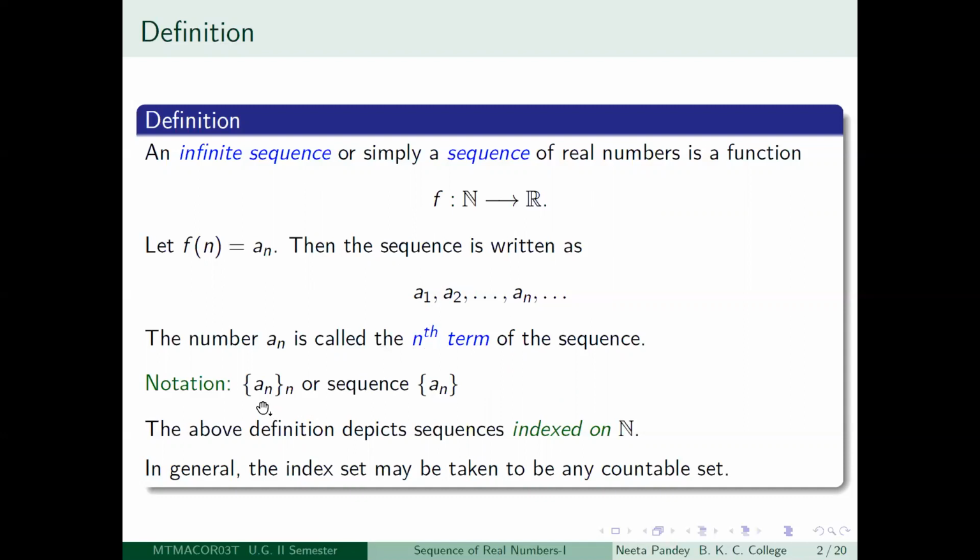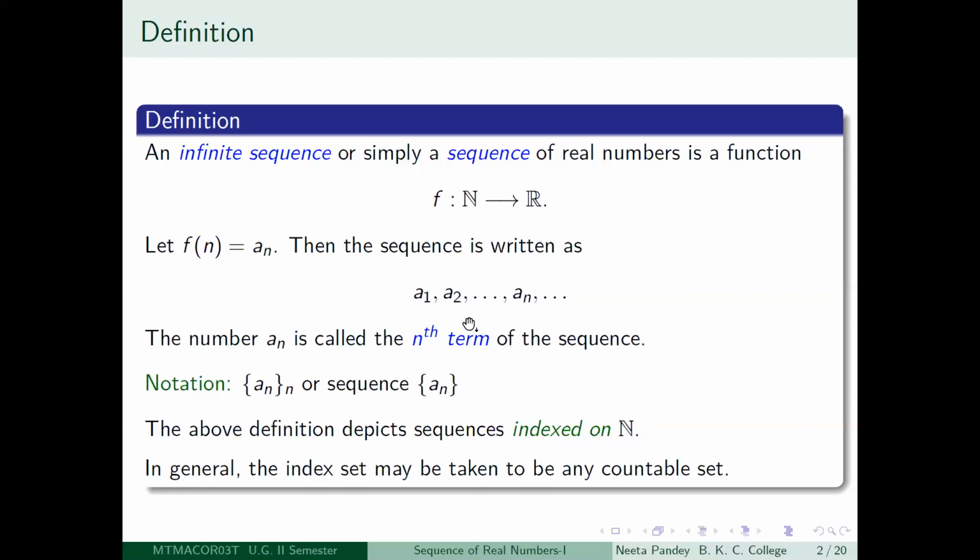And the notation would be second bracket an with a superscript n, or sometimes, in fact, most of the times we will write in a language sequence an, so that there is no confusion that we are not talking about a set here, but just this type of a sequence. Okay, and we are saying that this is indexed by the set of positive integers, because the mapping is from the set of positive integers to R. So we have this indexing is by the set of positive integers.